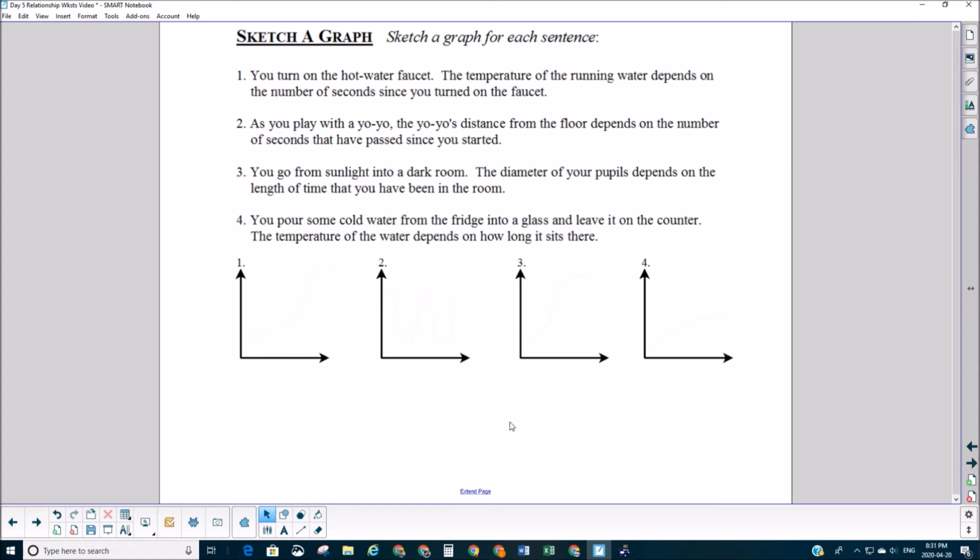All right, so let's see how you did. The first thing I'm going to say is your sketches and my sketches, both of them might be right, but they might look a little bit different. And that's because there's no scale on these, okay? You might decide the water starts one way and I might decide that it starts another place. We both might be right, okay? So let's try the first one.